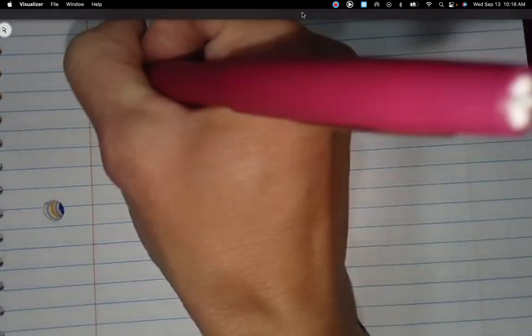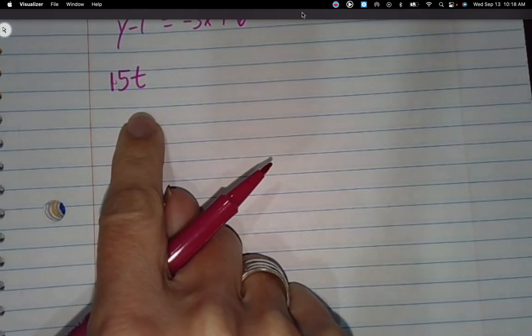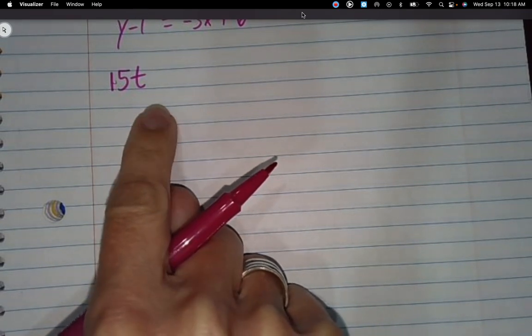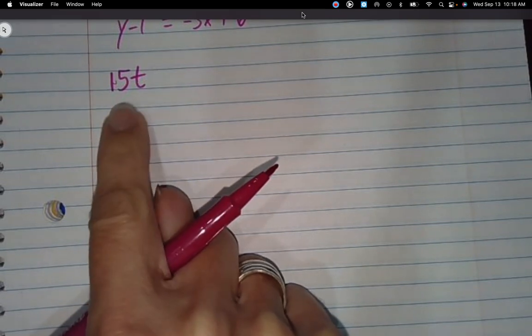The next one, they just want us to write an equation. So let's listen to what it's saying. Specialty t-shirts are being sold online for $15 each. How do I write $15 for each t-shirt? 15x, or they do 15t. They use a t for t-shirt, right? Because if you had one t-shirt, how much is it? 15. If you had two t-shirts, how much is it? 30. So that's $15 per t-shirt.